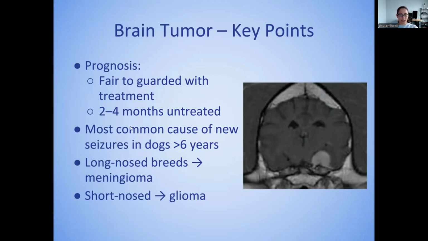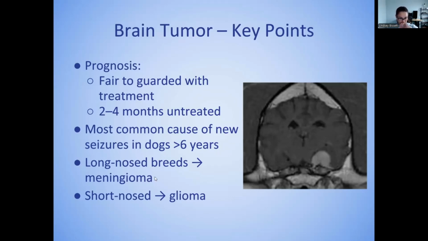Now, we always do want to keep in mind kind of this age cutoff for new seizures in our pets and our patients that we're seeing. The most common cause of new seizures is going to be neoplasia in dogs that are greater than 6 years old. If they are less than 6, then we are thinking idiopathic epilepsy more likely. Of course, we can't definitively say that without more advanced imaging, but in general, greater than 6, tumor, less than 6, idiopathic being the most likely causes.